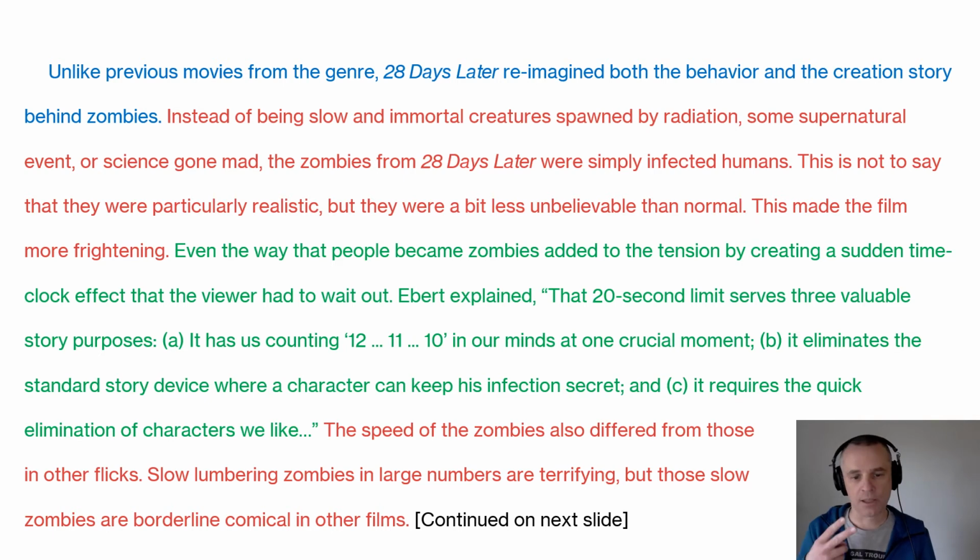And in the case of this particular evidence set, I put the evidence analysis first, just to be a little stylish, and then I give the evidence after the evidence analysis. So I explain that even the way people became zombies added to the tension by creating a sudden time clock effect. That's the analysis of the evidence, and then I give the evidence, which is from Ebert, who explained, and then I do comma, quote, and I give the quote that Ebert, who's a professional film reviewer, makes.